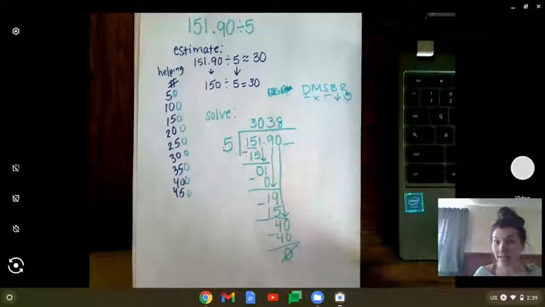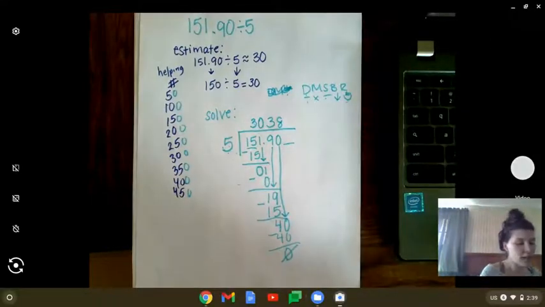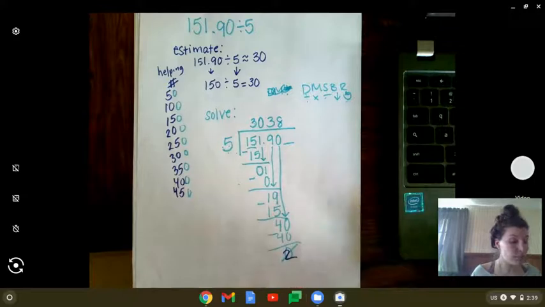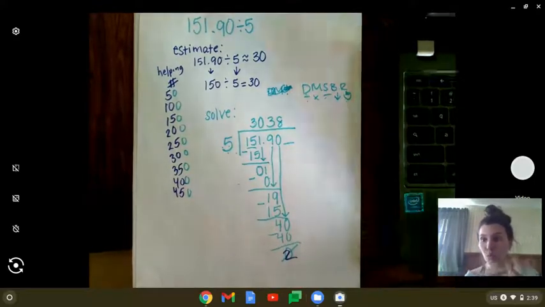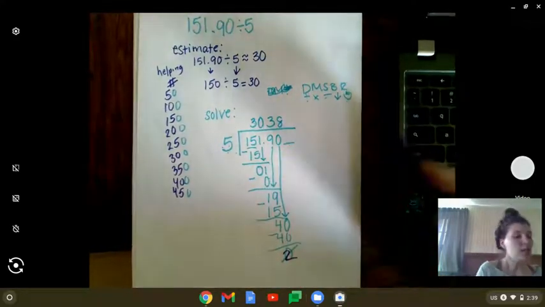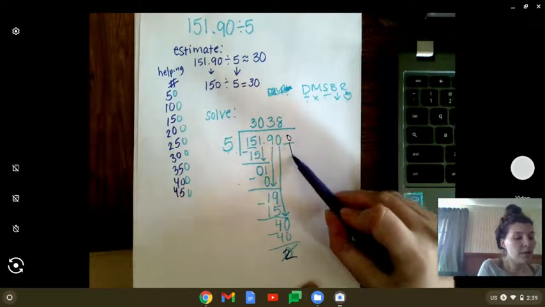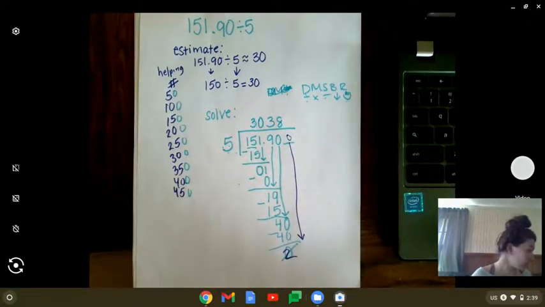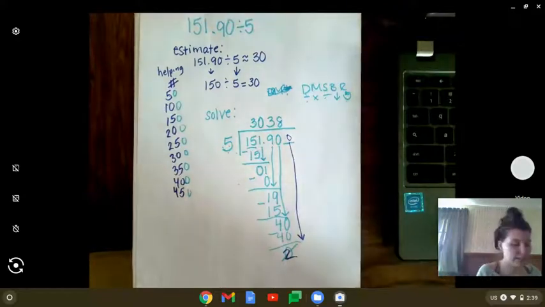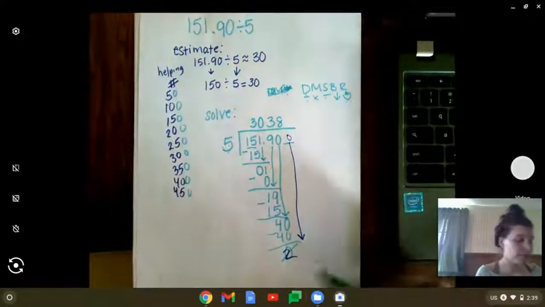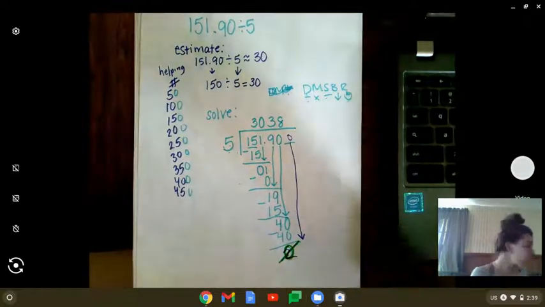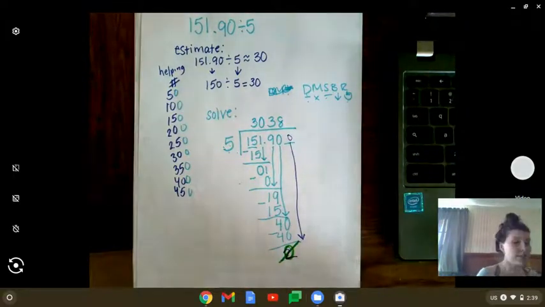Let's pretend, though, that I ended up with the number 2 here. If I ended up with a remainder, I don't want to end up with a remainder, so I would add another 0, and I would bring down, and I would then keep dividing until I ended with a 0. Fortunately, though, we ended with a 0, so we can stop and we can place our decimal.